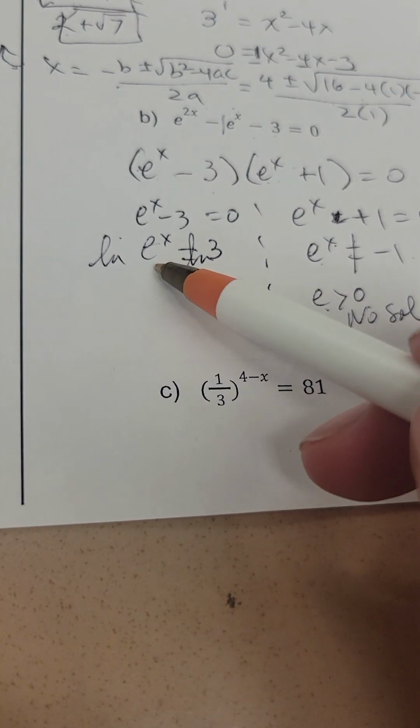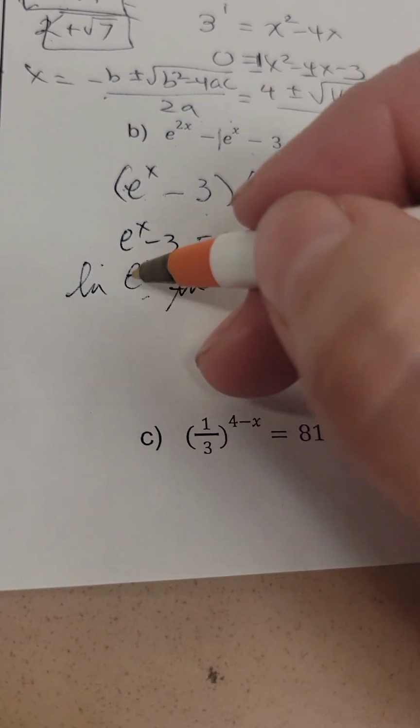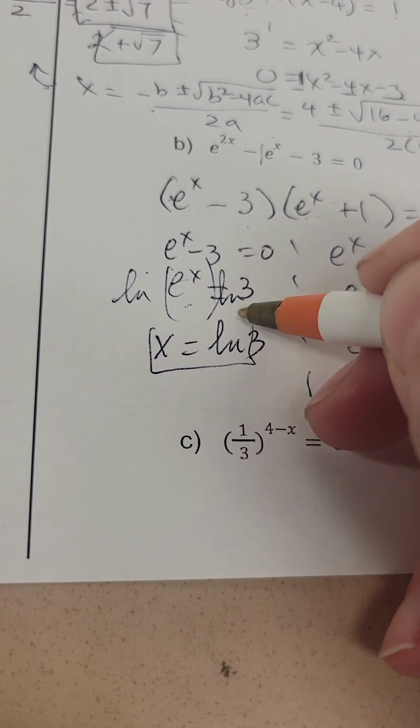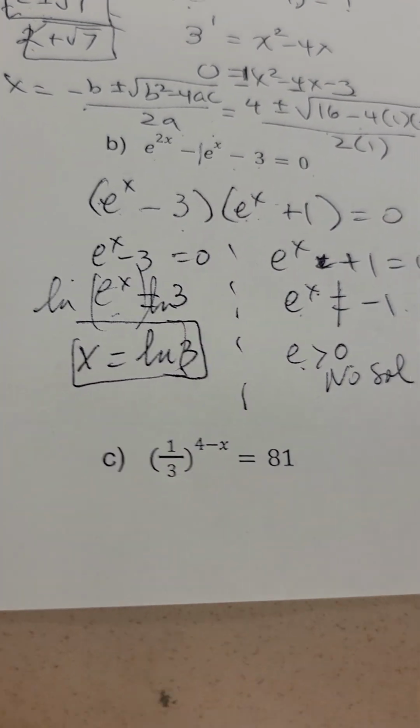This one, though, you have to take ln of both sides because ln is the inverse of e. So ln of x is the inverse of e to the x. So that gives you ln of 3. Box the correct thing. Okay.